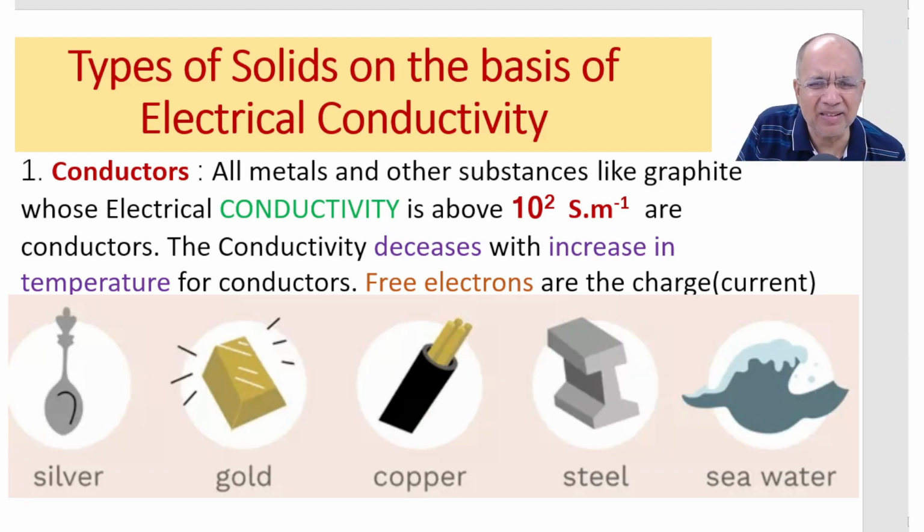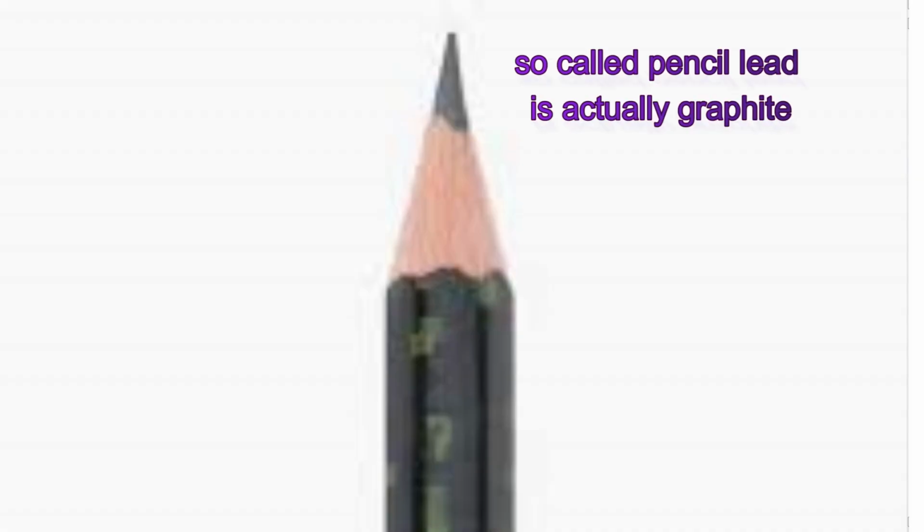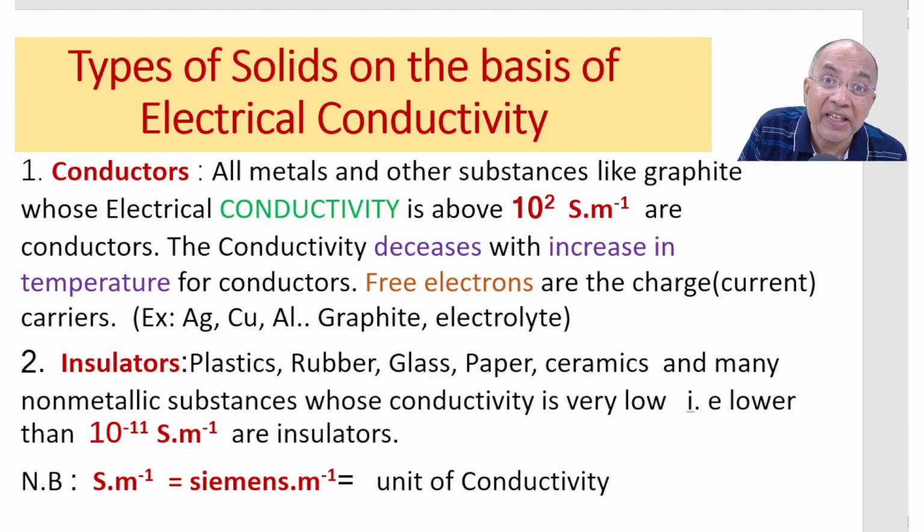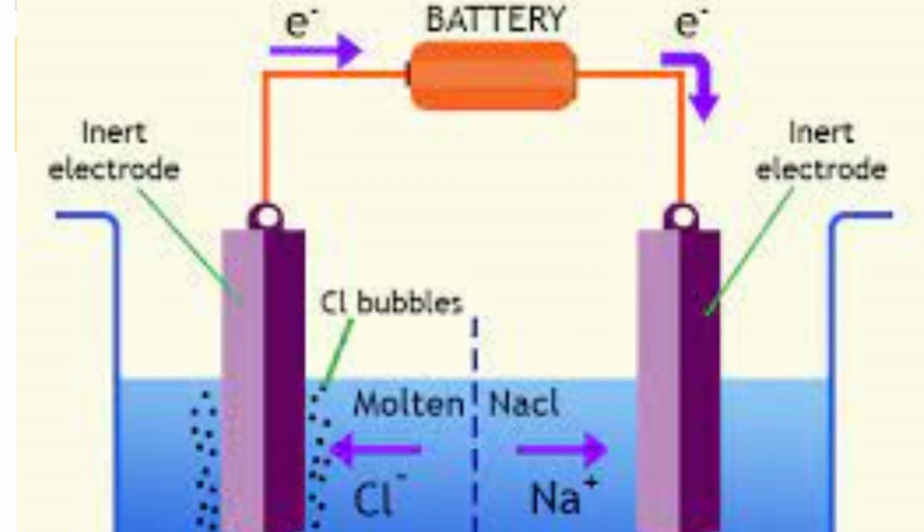All metals, even non-metals like graphite, which is one allotrope of carbon, are also conductors. All electrolytic solutions, sodium chloride solution, or even molten sodium chloride connected to a battery, carrying out electrolysis. In the electrolyte, the ions are responsible for conduction.